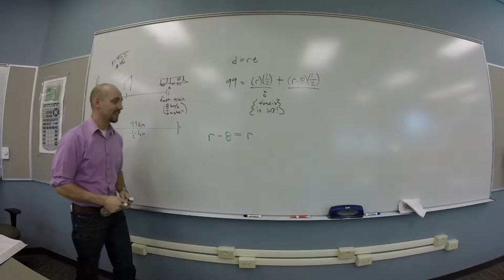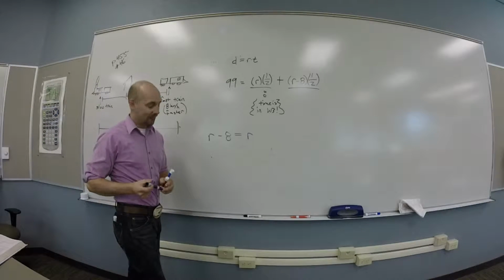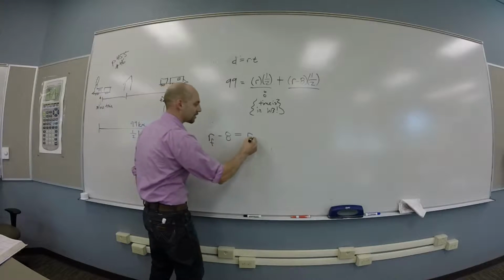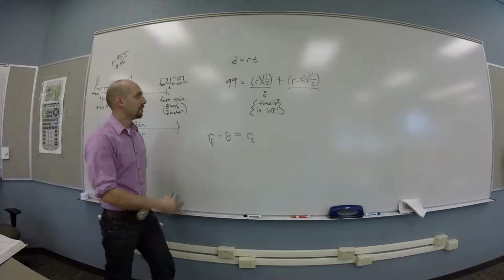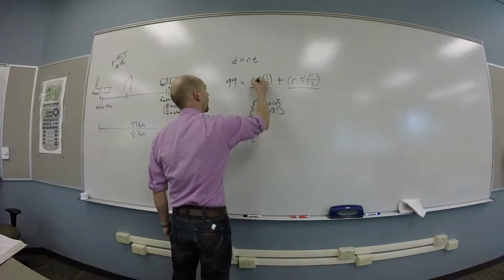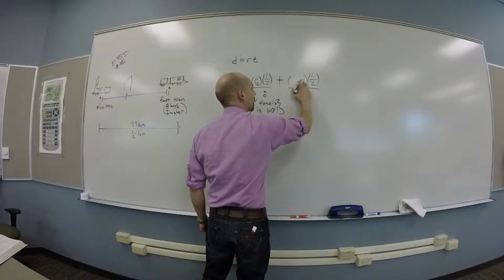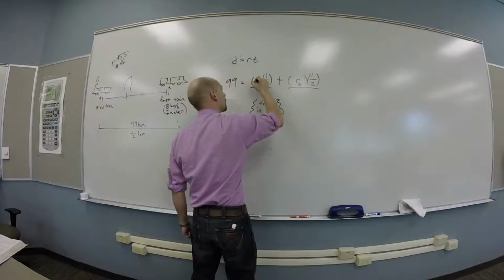This would have been made a lot easier if I had been smart enough to say, there's the rate of the fast train and the rate of the slow train, right? These should be rate of the fast train and rate of the slow train, right?